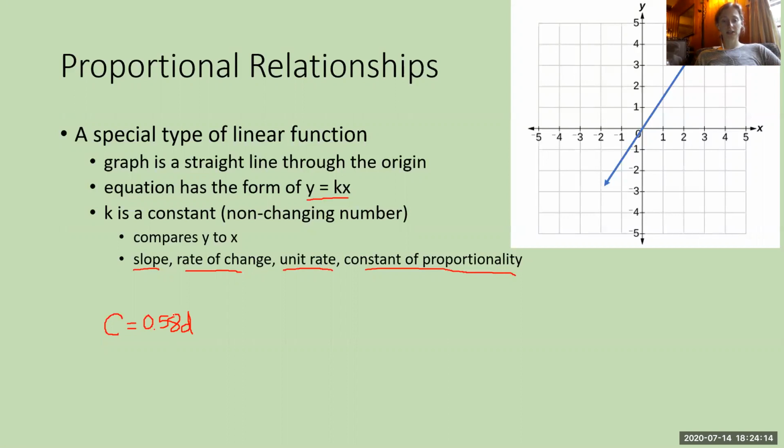So the total cost is the unit price times the number of units, or the number of donuts, that you're buying. So for this example, the 58 cents is our unit price, our unit rate. We could also call that the constant of proportionality, the slope, the rate of change. It goes by all of those different names.